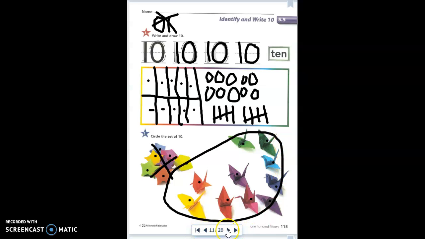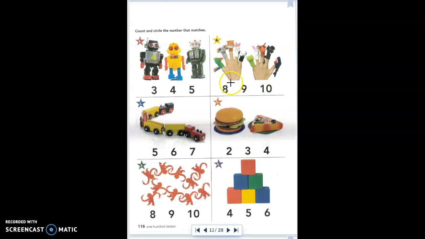Now let's turn our page over and we're going to do the back. This is just an easy exercise to count and practice counting. So in each box, I need to count the number of items and circle the correct number. For number 1, I have 1, 2, 3 robots. I need to circle the number 3. For number 2, I need to count all these trains and make sure that I count the correct number.